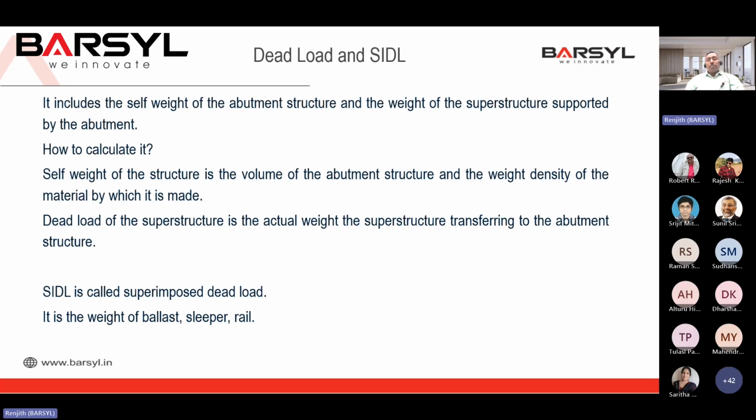superimposed dead load. For example, in railway bridge design, SIDL is the load due to track, sleepers, rails, ballast. These are the components which contribute to SIDL. So that SIDL load also will be transferred to the abutment. So one is dead load and the other is SIDL.